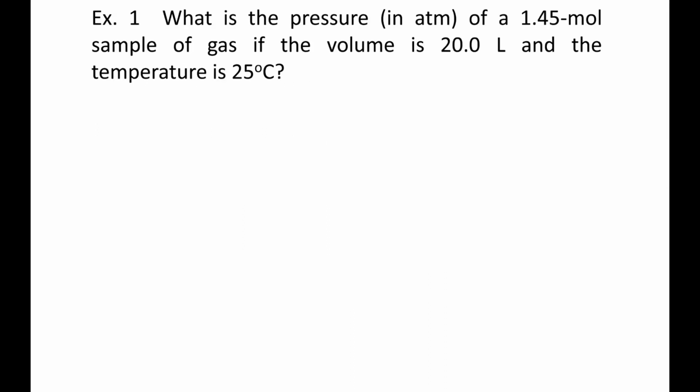Okay, let's do our first example. And just like all the others, you need to label P equals, V equals, N equals, R equals, T equals. You also have to define your variables, all 5 of them. So what is the pressure in atmospheres of 1.45 moles? Now remember, N is the number of moles, so we're going to put that here.